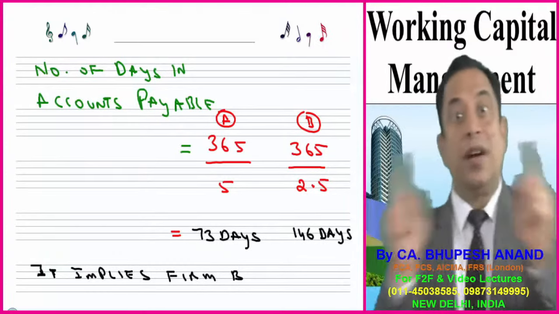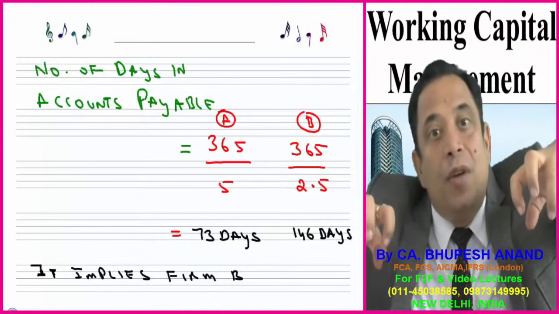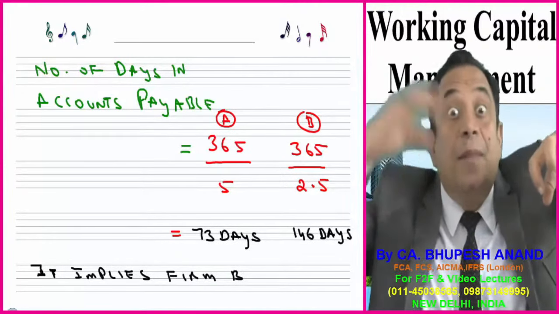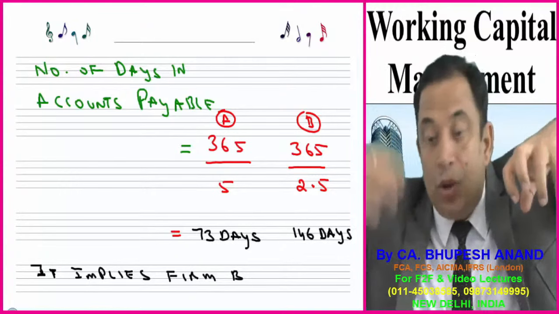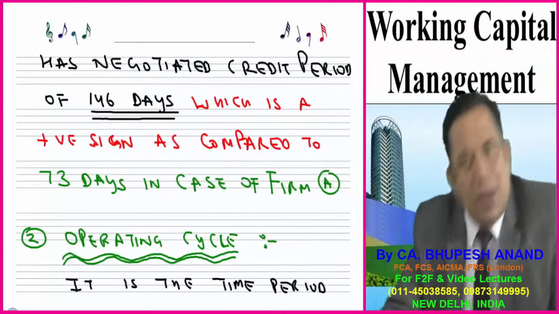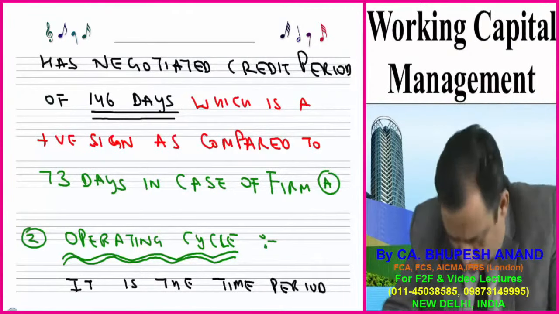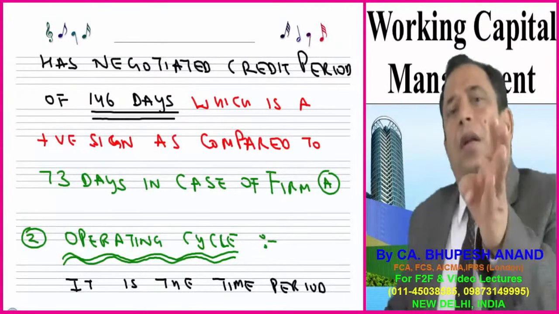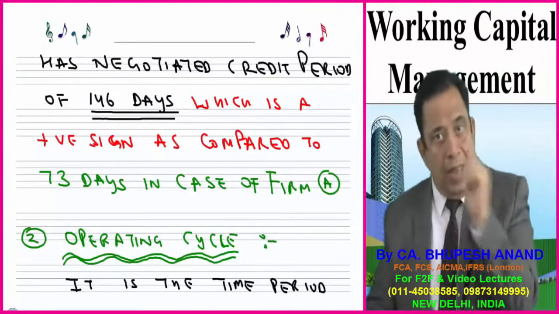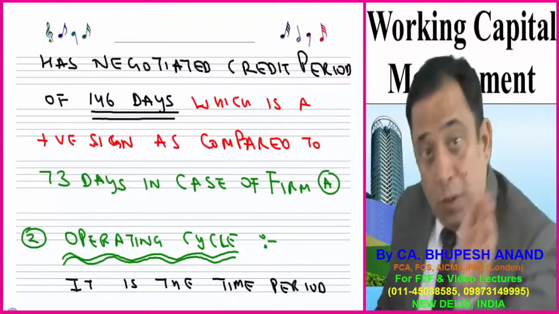If I don't take other factors into consideration, and just focus on the creditors or accounts payable turnover ratio, I will say that firm B is enjoying a longer credit period of 146 days as compared to 73 days in firm A. So firm B is better. Please write down, my dear friend, this is the creditors accounts payable turnover ratio. So I have discussed three of the most important ratios: inventory turnover ratio, debtors turnover ratio, that is accounts receivable turnover ratio, and accounts payable turnover ratio.